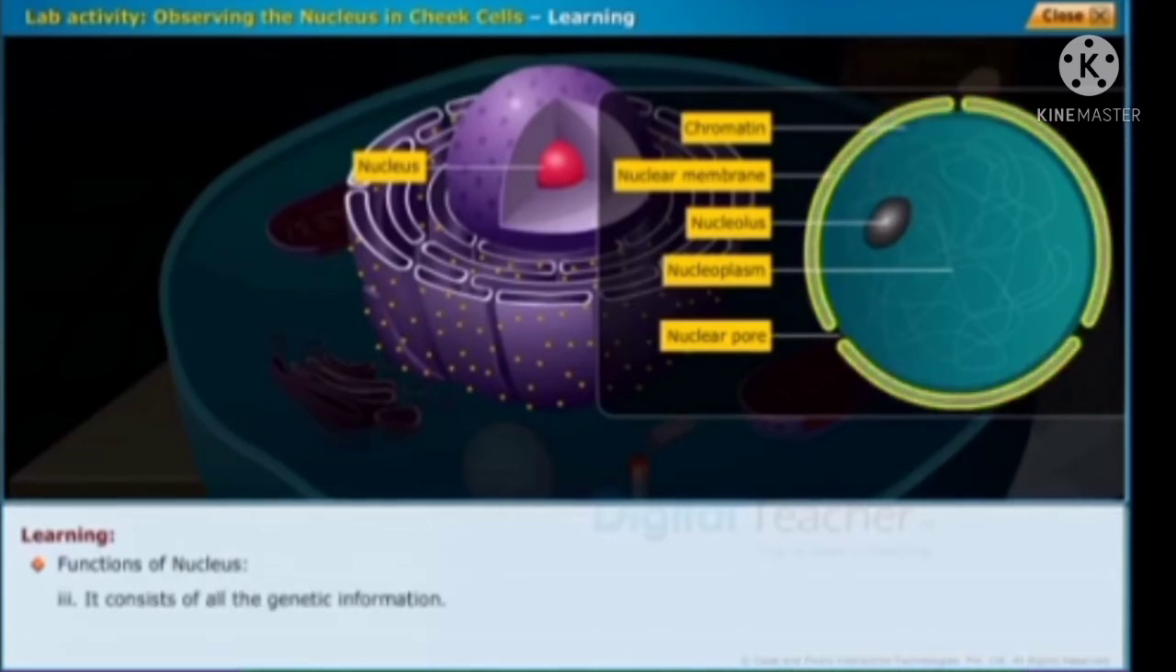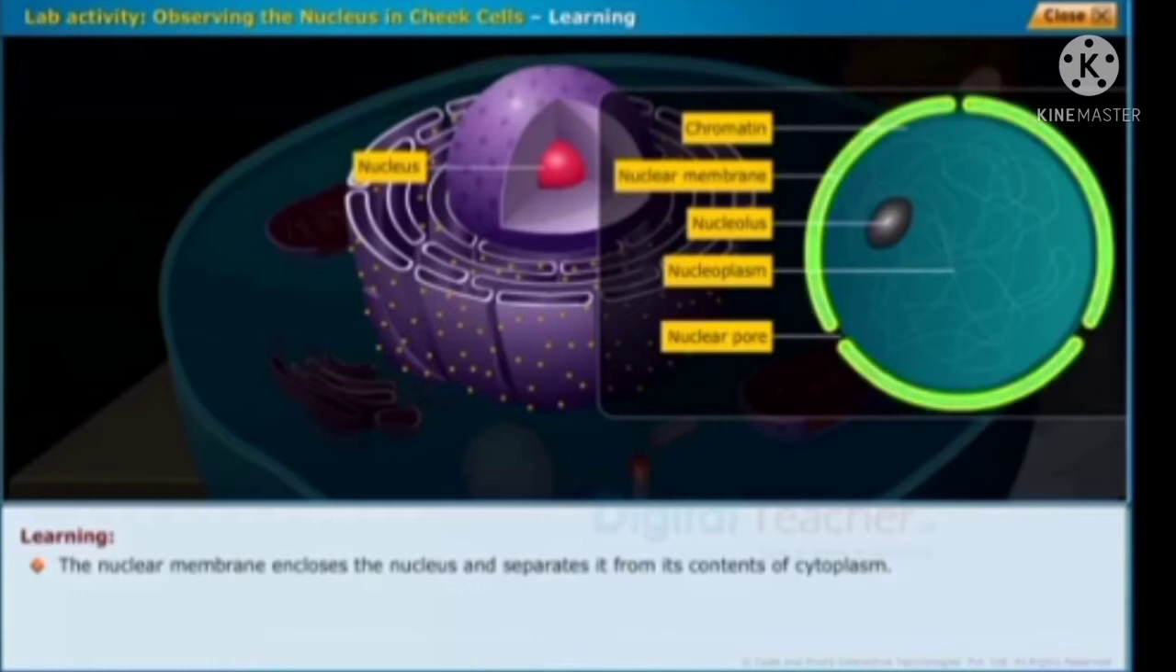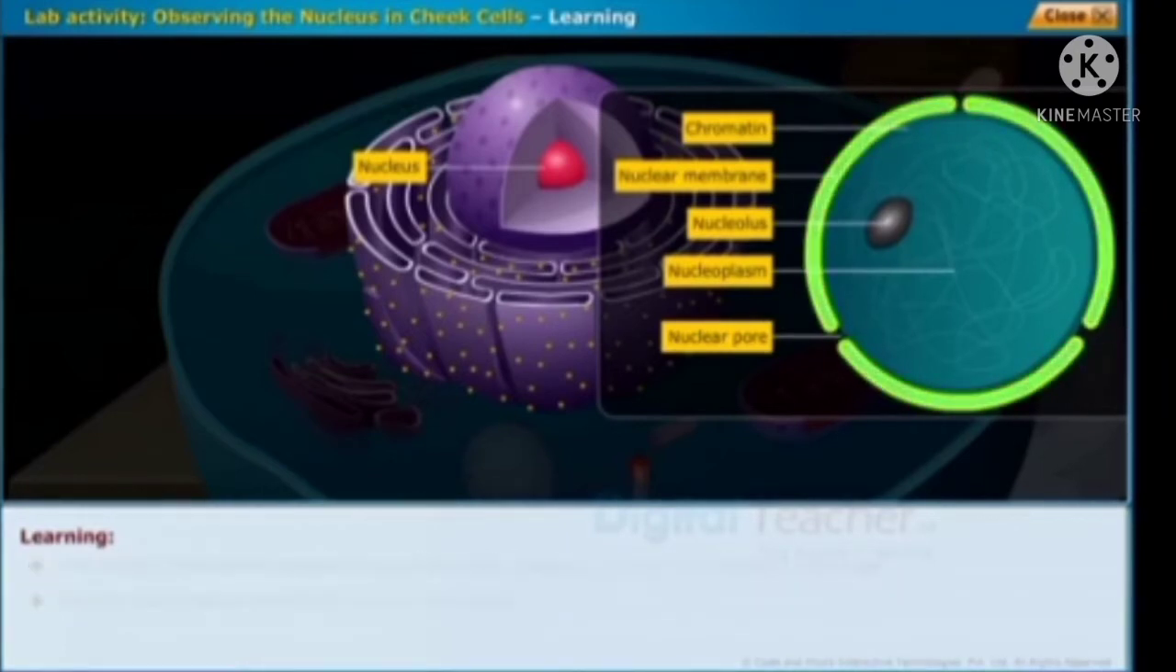It consists of all the genetic information. It is involved in the process of cell division. The nuclear membrane encloses the nucleus and separates it from the contents of cytoplasm. Nuclear membrane is similar to the cell membrane.